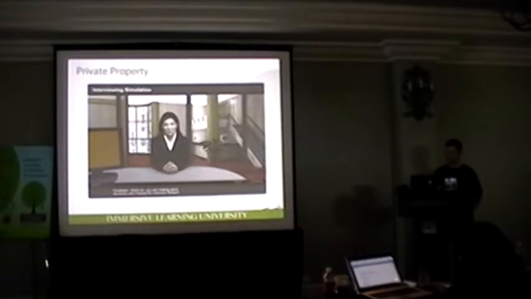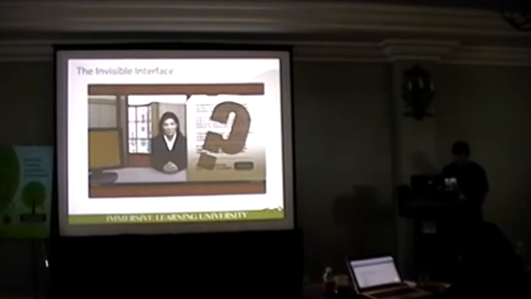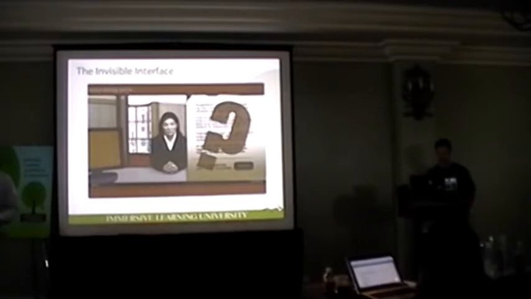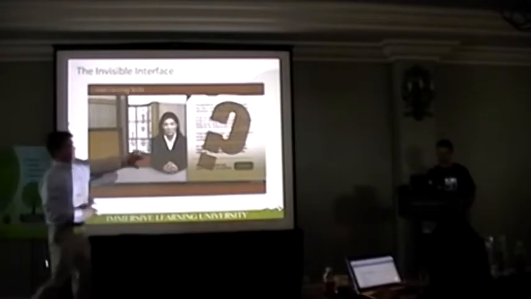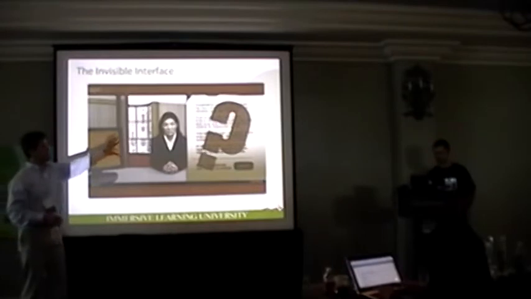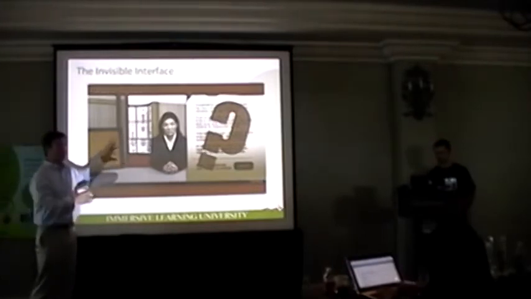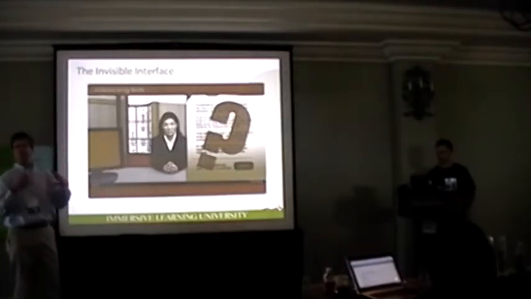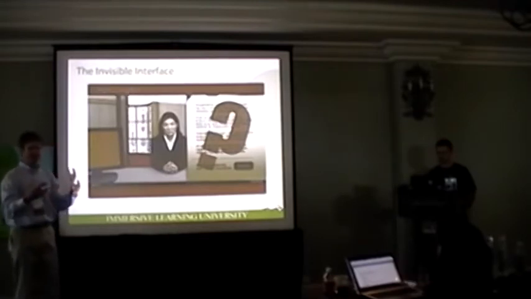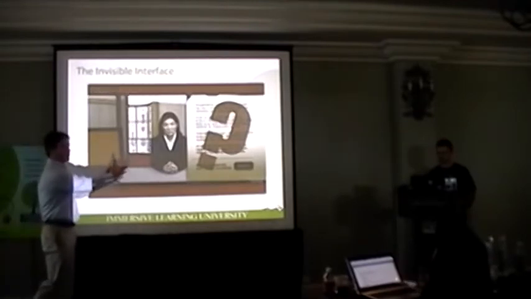Next one, the invisible interface. After I've thought about private property, the invisible interface says to me that I want my interface to not be noticed by the student. I only want the student to notice my interface when they need to notice it. You don't want to distract from the environment, whatever it is that you're simulating or creating virtually. That's where you want them to be. That's where you want them to forget that they're sitting at their desk. You want them to be in the room with her.